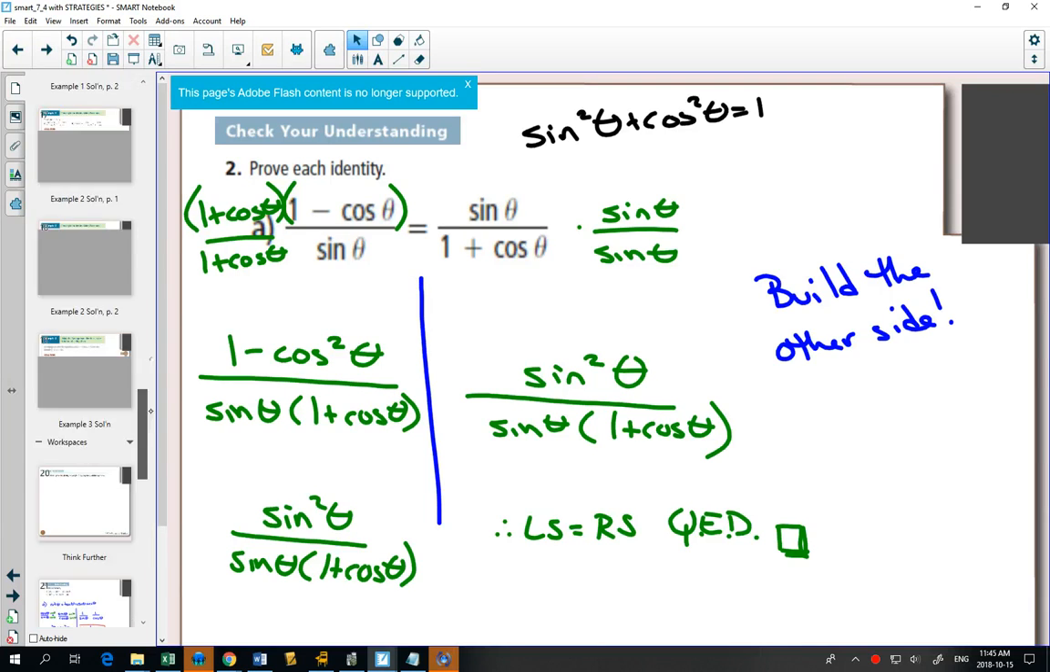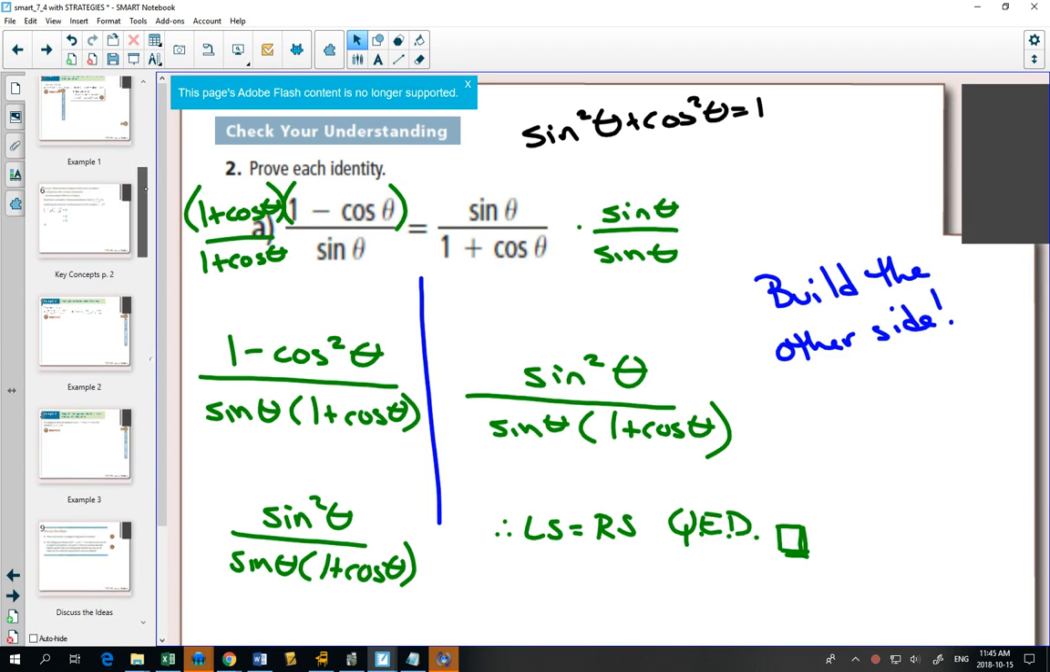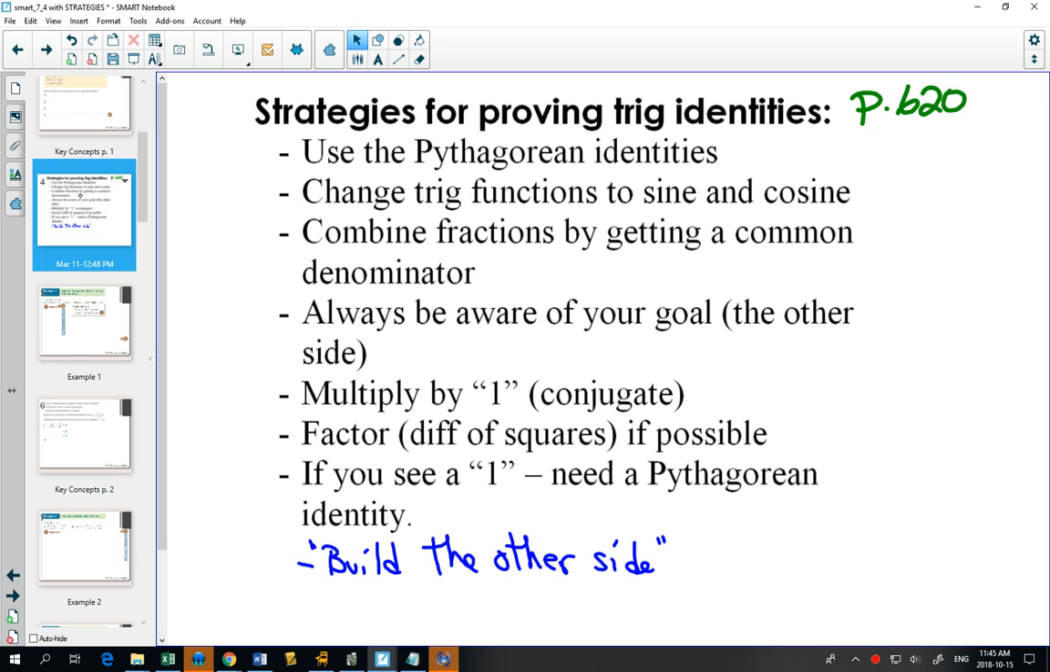So what we're going to do now is turn to page 620, which is a blank page with nothing on it. We are going to summarize the strategies that we have done so far, and I'm going to number these strategies. Number 1 is the main strategy we used at the beginning: change things to sine and cosine and get a common denominator. That was the first thing that we came up with.